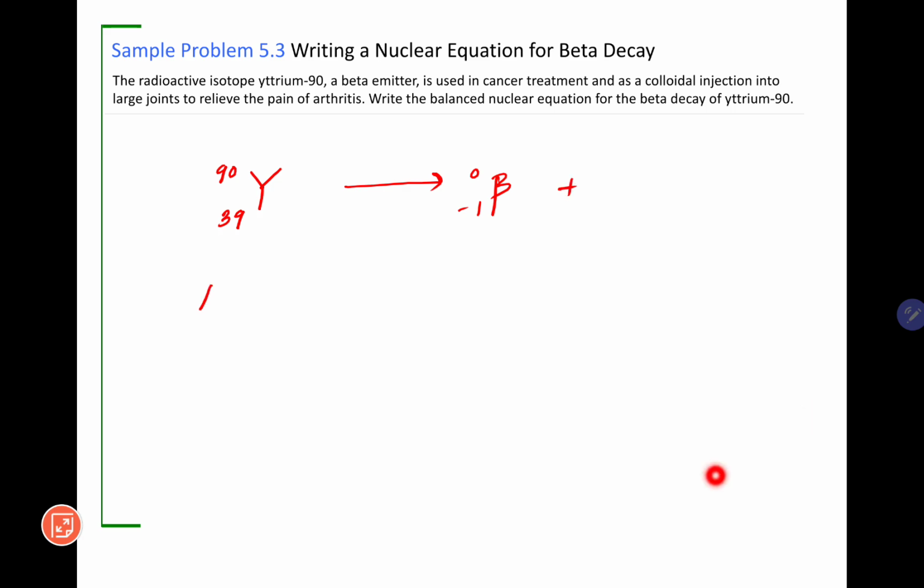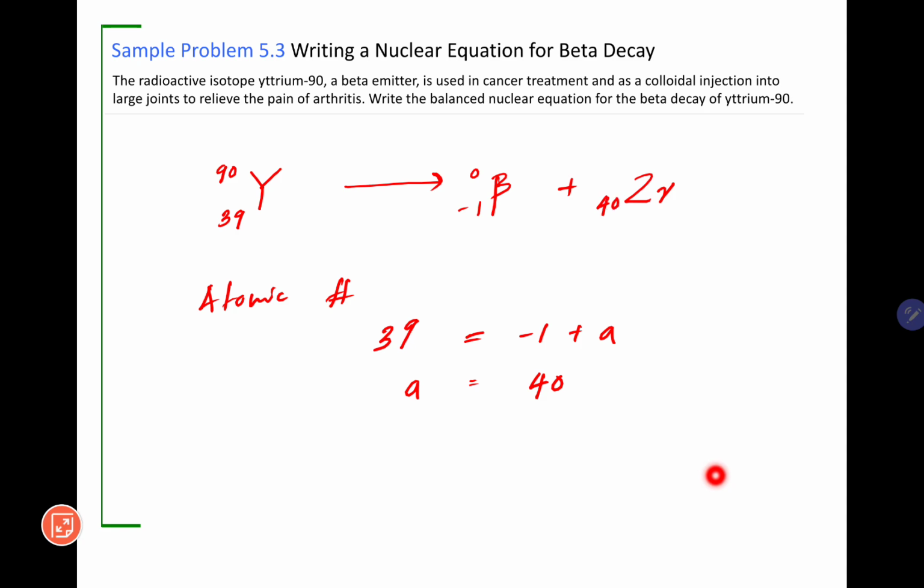So let's do the atomic number sum. 39 is the atomic number for the reactants, and then products has a minus 1, and then let's say A as the unknown atomic number for your new species, new isotope. So A will be what? A will be 40. Okay, so you look at the periodic table, and you figure out the atomic number 40, and then the element symbol will be zirconium.